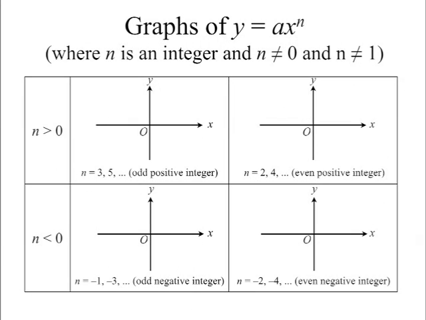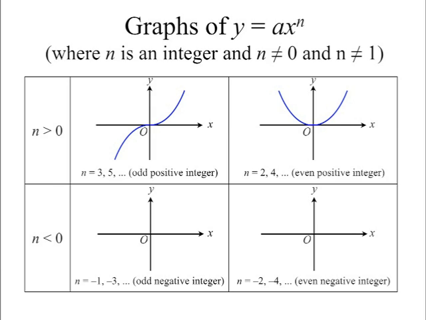So right now I'm going to show you the graphs of y equals a times x to the power of n. For the first time around, for these power functions, the value of a will always be positive. Let's have a look at the top left box, where n equals an odd positive integer. The sketch of that will look like this. When n is an even positive integer, the sketch will look similar to a quadratic function.